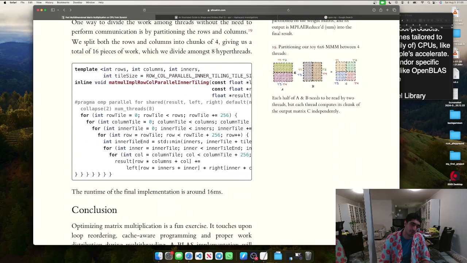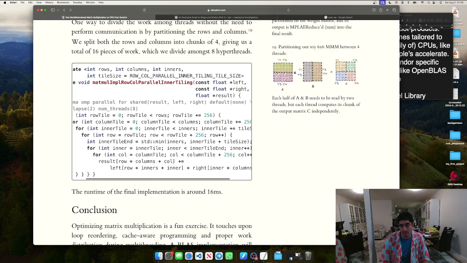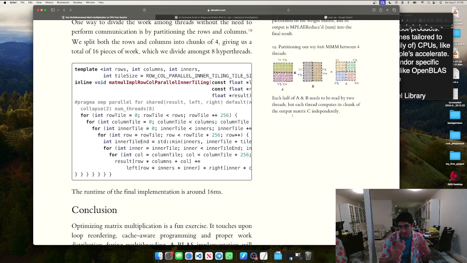Well, we have 4 cores, why are you not dividing it amongst 4 hyperthreads? I mean, that's a reasonable question I think I should have. No? Anyone?